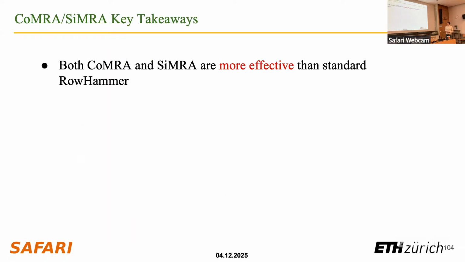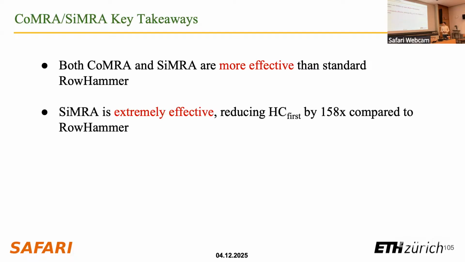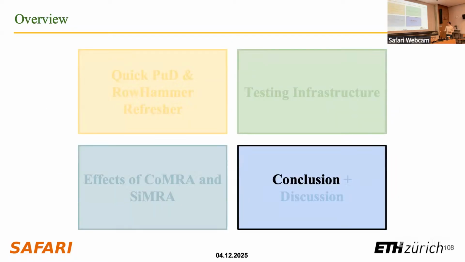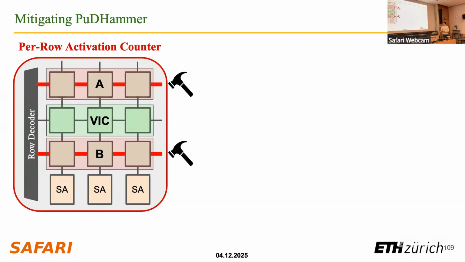Okay, so the key takeaways for me were that both COMRA and CIMRA are much more effective than your standard RowHammer. CIMRA is actually extremely effective at reducing the hammerings needed until you get a bit flip. And they're both influenced by temperature. Higher obviously means that they have more bit flips at some point. And CIMRA bypasses TRR very effectively. As I showed you, there's a very little decrease in bit flips achieved once you enable TRR. Okay, let's continue to the proposed mitigation.